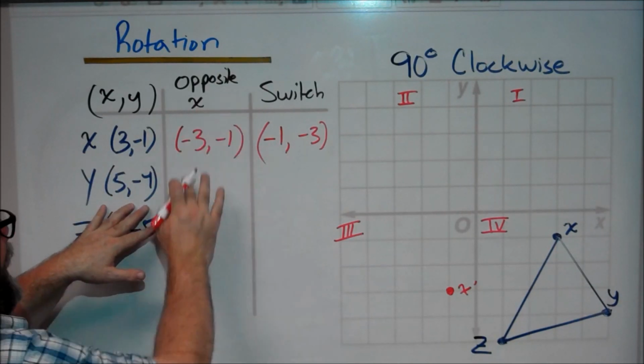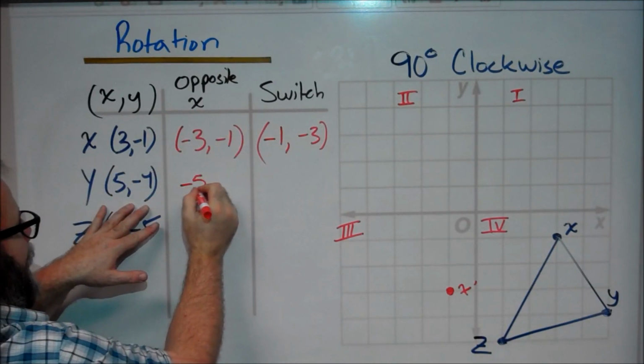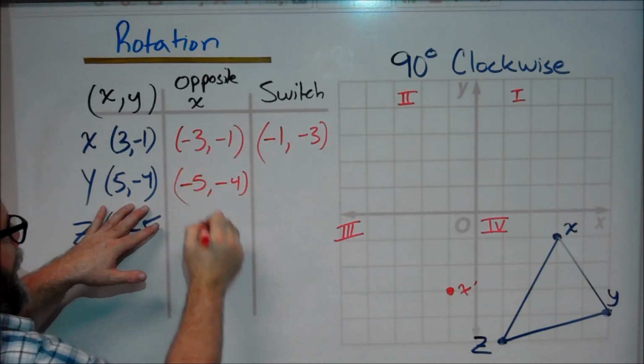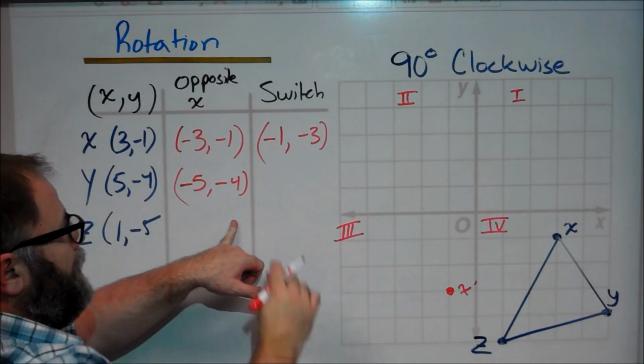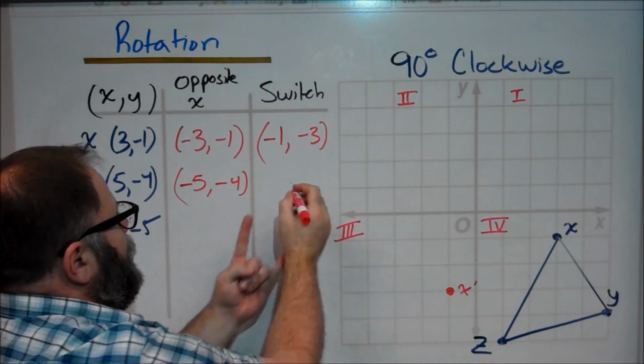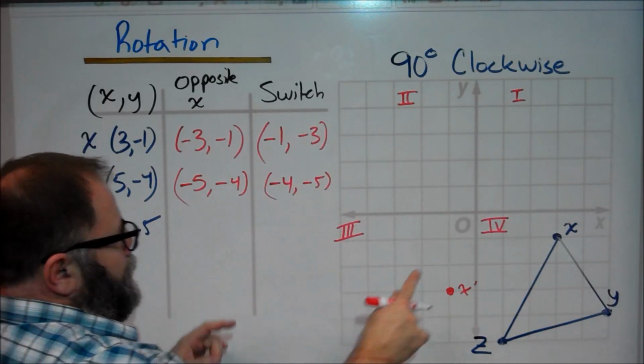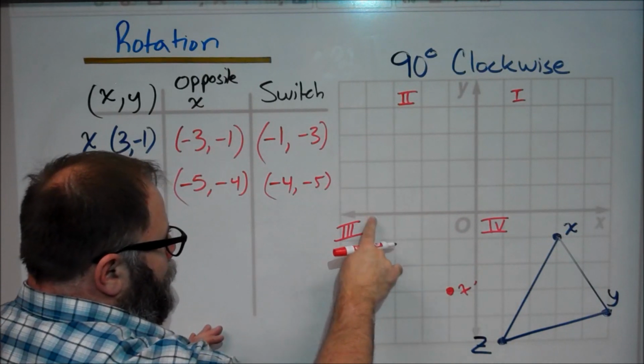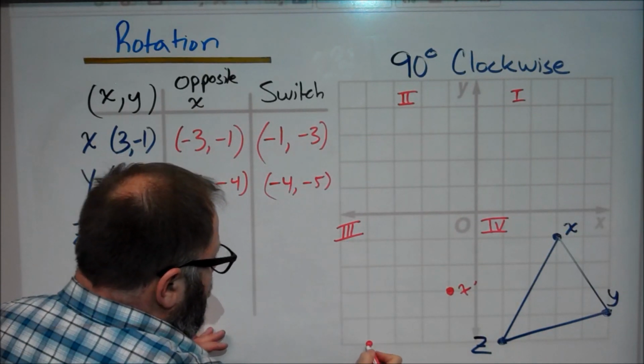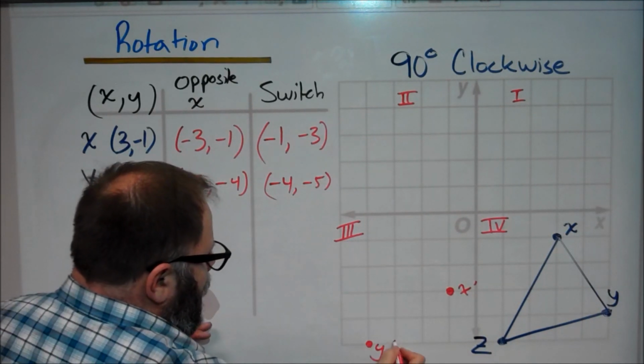(5, -4), I need the opposite x, so that's -5. The y stays the same as -4. And then switch: (-4, -5). 1, 2, 3, 4, -5 right there. And that is y prime.